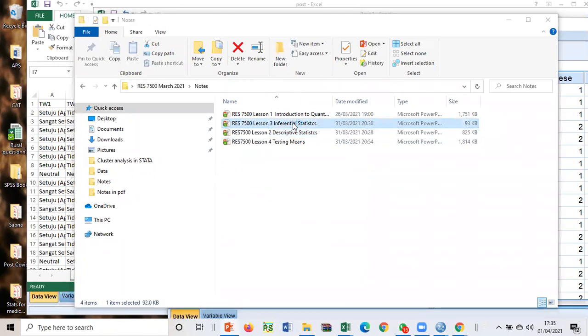Inferential statistics. We won't go into detail. Roughly, just now we talked about the p-value. So what is the p-value? You need to know that.